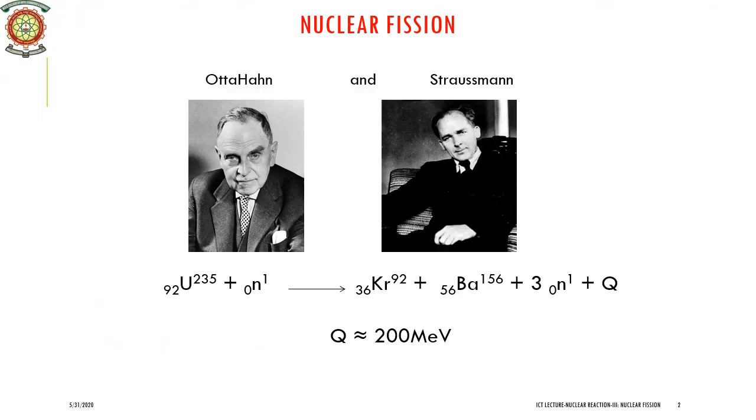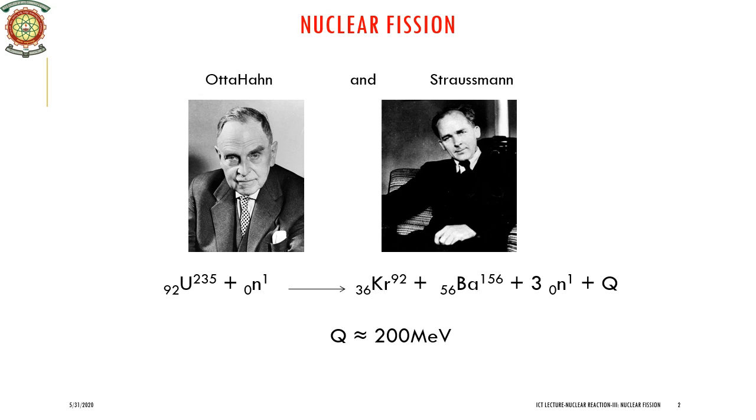The process of breaking a heavy nucleus into relatively lighter fragments of comparable masses with the release of energy is called nuclear fission. Nuclear fission was discovered in 1939 when Otto Hahn and Strassmann bombarded uranium-235 nucleus with a neutron and found that it split into barium and krypton along with 3 neutrons with the liberation of energy. This energy appears in the form of high energetic photons like X-rays, gamma rays, etc., as well as the kinetic energy of the fission fragments and the energy of the emitted neutrons. The reaction can be written as shown in this slide.